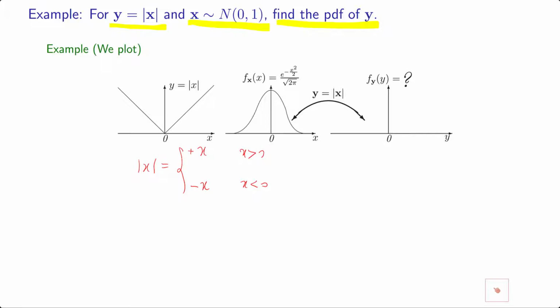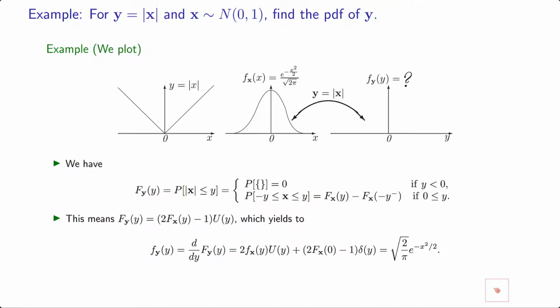The second assumption of the problem says that I have a normal distribution with mean 0 and variance 1, and I have the PDF. Now we want to find the PDF of the transformation. One way to do that is to write F_Y(y) is equal to the probability that Y is smaller than or equal to y, and this Y is the absolute value of X.